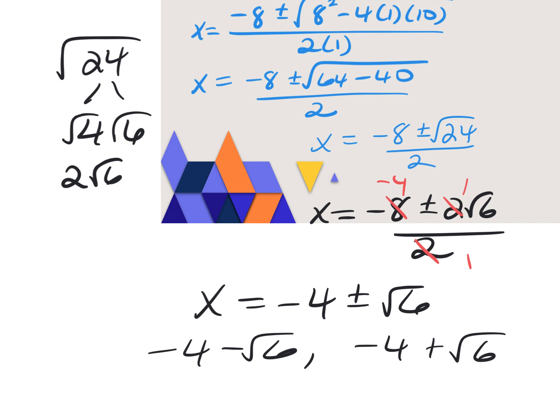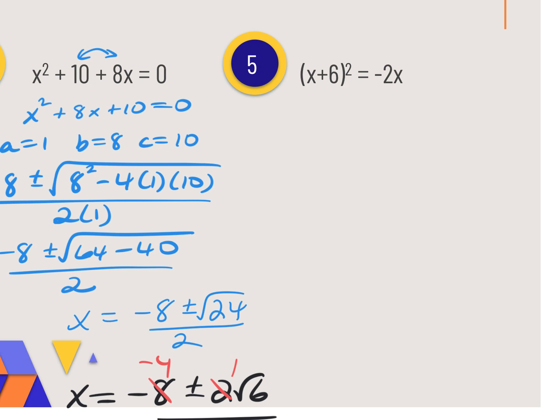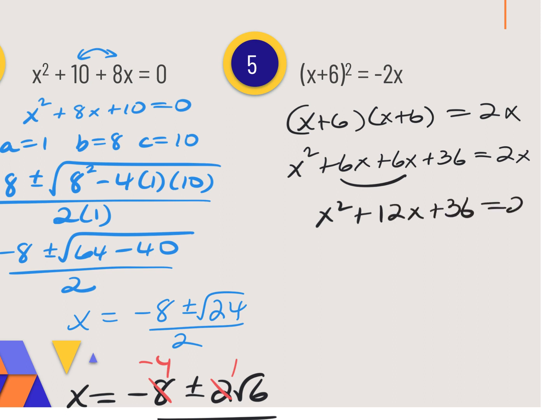One last one. Now, this one is a little different. You may look at it and say, wait a minute, I can use the square root method. We cannot because we have an x on this side. So I actually have to write down this binomial twice or use the pattern. I have to FOIL it. So this will become x squared plus 6x plus 6x plus 36. Then I'm going to combine those middle terms. And then I move the 2x over. I need to get it equal to 0.